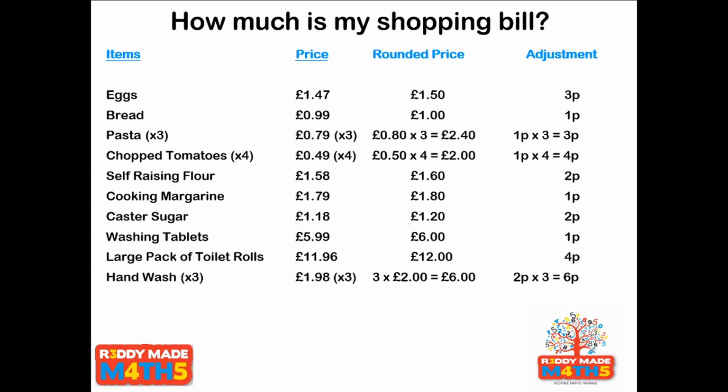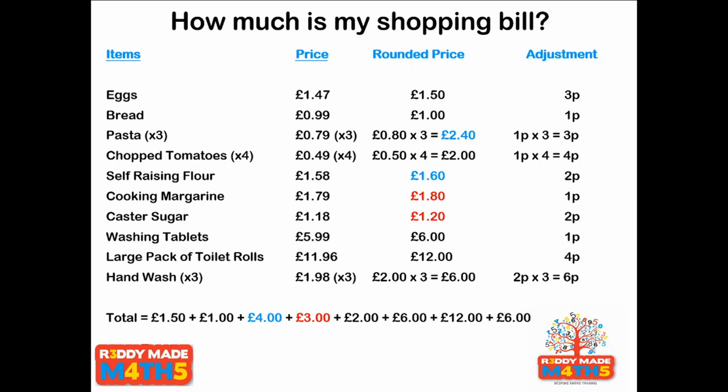Hopefully, the first thing you've seen is that the eggs round up to £1.50, the bread to £1, and so on. I've looked at the pasta, the chopped tomatoes, and the hand wash separately for each one. The pasta is 79 pence, but we need 3 of them. So we're going to round it to 80 pence times 3, and then we're going to adjust by 3 pence. Similarly, with the tomatoes, because we need 4, we round to 50p, we multiply that by 4, and then we adjust by 4 pence. Finally, with the hand wash, we do the same thing. This time, we adjust the £1.98 to £2, and we adjust by 3 lots of 2 pence at the end.